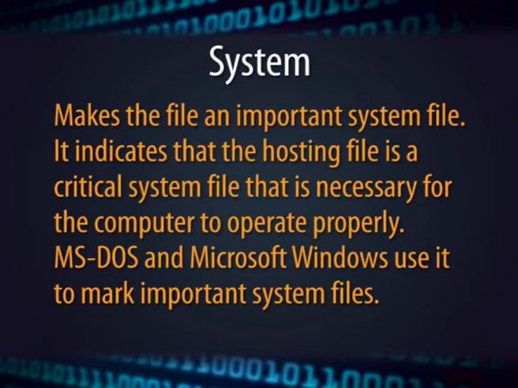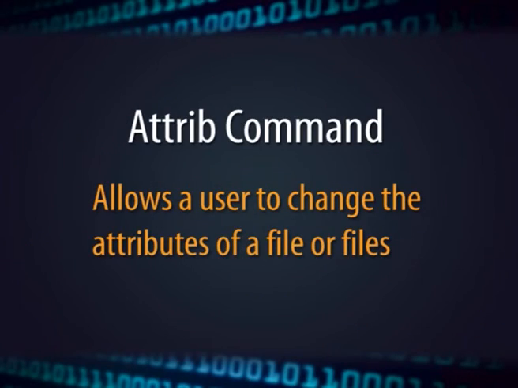Fourth, system. This makes the file an important system file. It indicates that the hosting file is a critical system file that is necessary for the computer to operate properly. MS-DOS and Microsoft Windows use it to mark important system files. The attrib command is an external command. It allows a user to change the attributes of a file or files. It sets or displays the read-only, archive, system and hidden attributes of a file or directory.